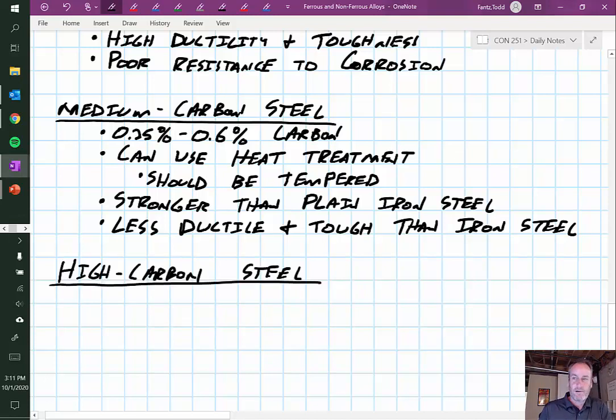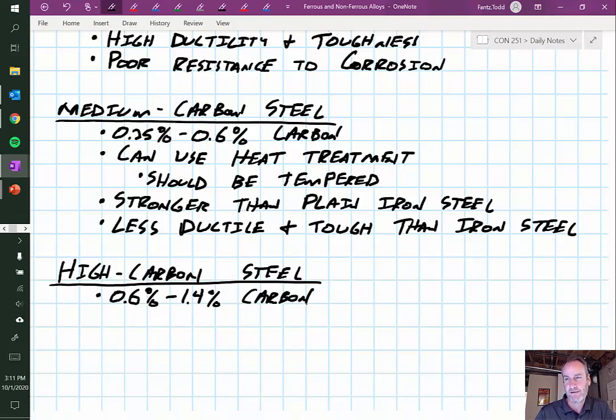So we said high carbon steel has more carbon, so we're starting at that 0.6% and going up to about 1.4%. So I guess it's important to note, even when we talk about high carbon, we're still talking barely less than 1.5%. Now, with this, what we end up with is the hardest and the strongest of the carbon steels.